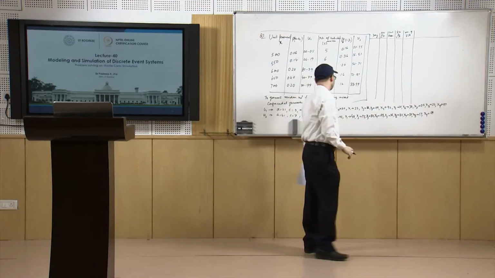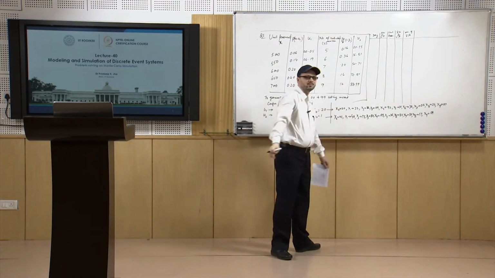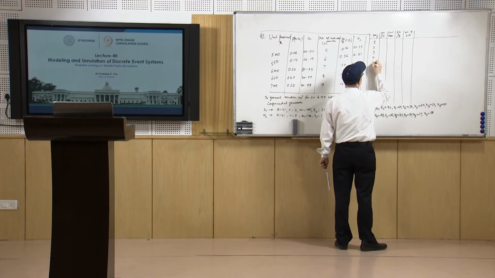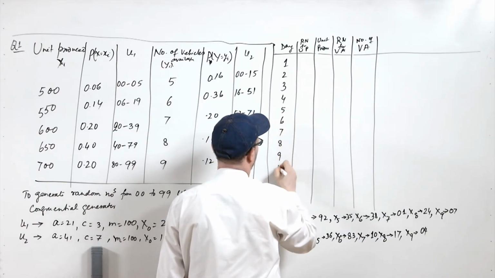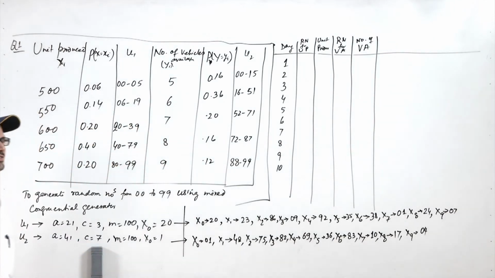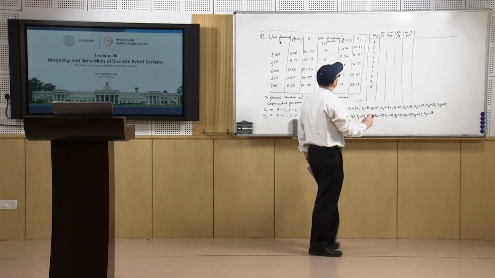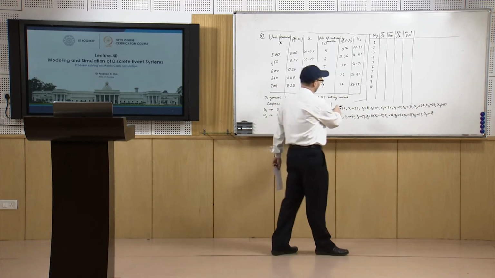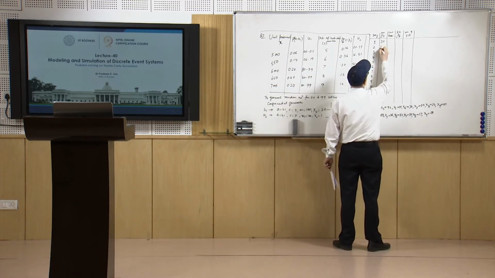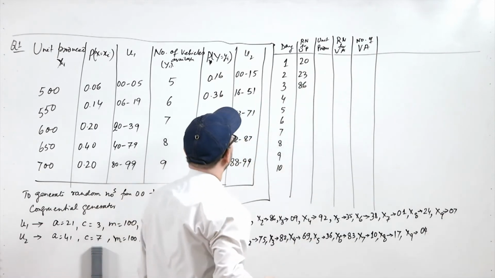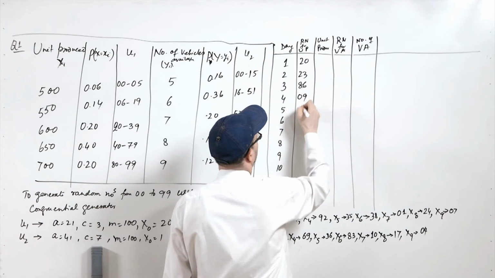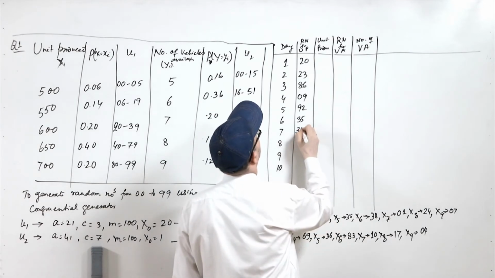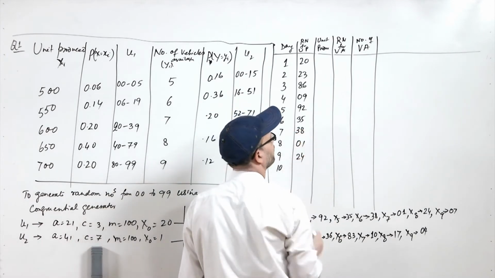So, now let us see, we have the random numbers starting from 20. So, first of all, day 1, 2, 3, 4, 5, 6, 7, 8, 9, 10. Suppose you have to do the simulation for 10 days. In that case, you can see like this. In the first case, random numbers for units produced will be 20, 23, 86, then 9, 92, 35, then 38, 1 and 24, and then you have 7.